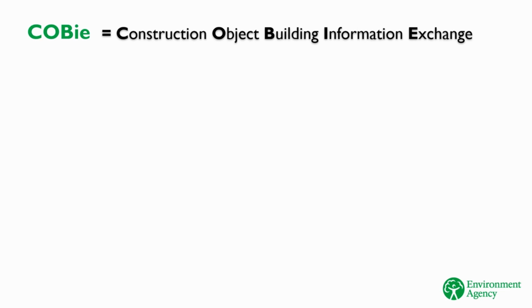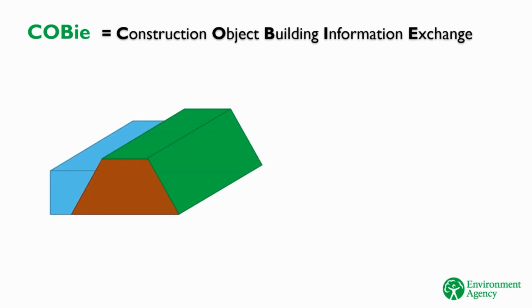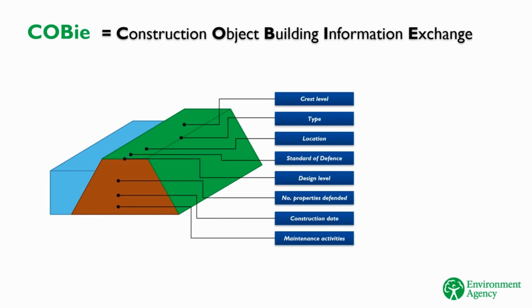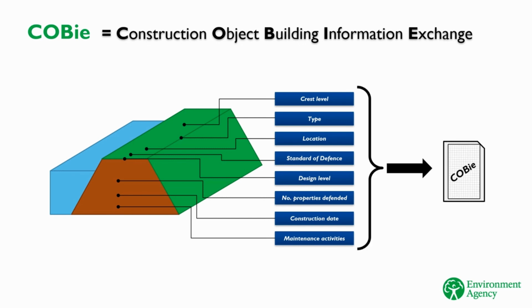COBie stands for Construction Object Building Information Exchange. It is a standard format for exchanging data and information about built assets. One of the principles of BIM is that as we build an asset, we collect the data we'll need to operate and maintain it. If we're collecting asset data, then we need a way to exchange that data between teams, so that, for example, the team responsible for the design can pass the data they've created onto the EA's maintenance team. That's the idea of COBie. It's a format for exchanging information about built objects.